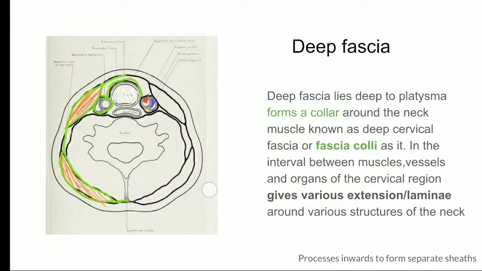So let's continue our discussion on the cervical fascia. In the previous video, we'd seen the superficial fascia and the deep fascia. We'd seen that it surrounds the neck like a collar and is also called the fascia colli. And in the interval between the muscles, vessels, and organs of the cervical region, it gives various extensions and laminae which surround the various structures of the neck.